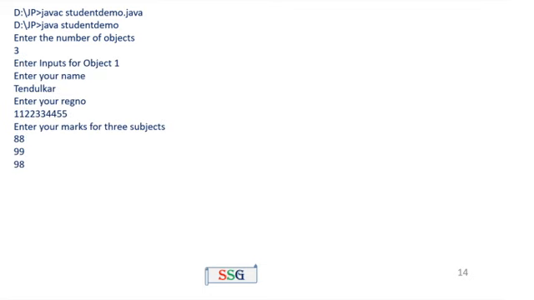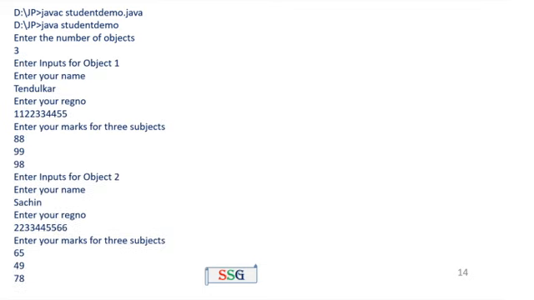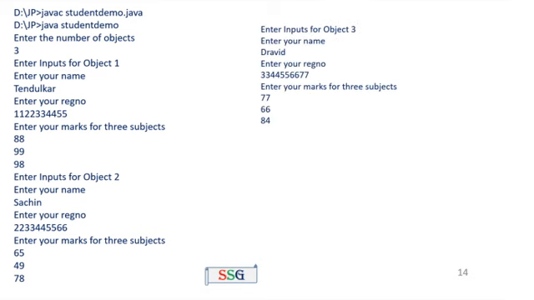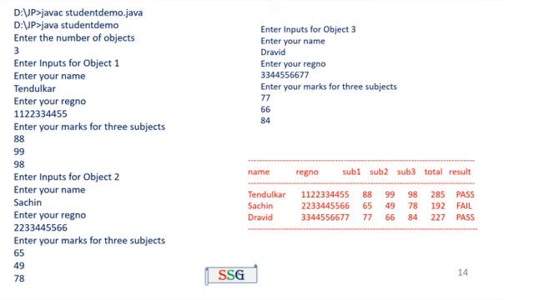Next, run the program. Enter the number of objects: 3. For the first object, input Tendulkar, register number and marks. For the second object, input Sachin, register number and marks. Out of the 3 marks, the second mark is 49. In the first object, all the marks are greater than 50, so pass. The second student may fail. Then the third object, enter your register number. Here all the subjects are greater than 50. Next, the output: name, register number, subject 1, subject 2, subject 3, total and result.